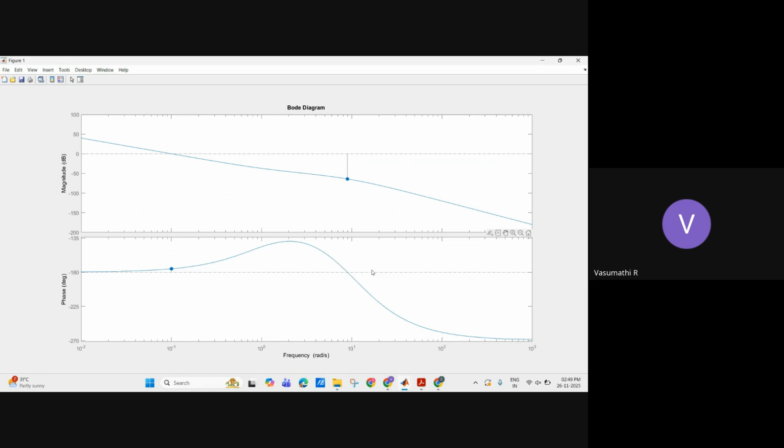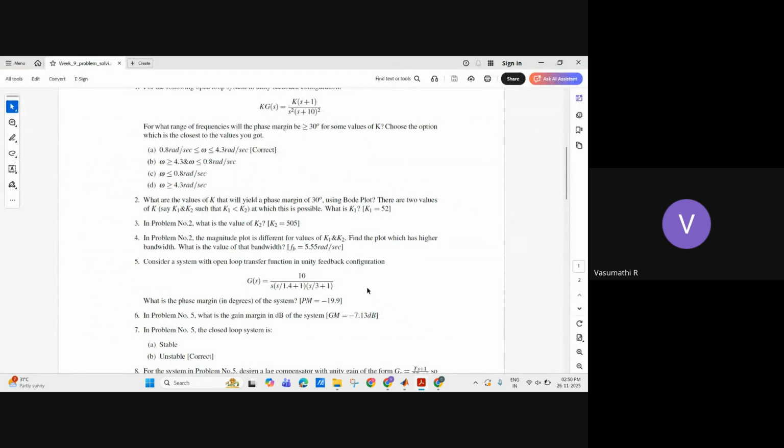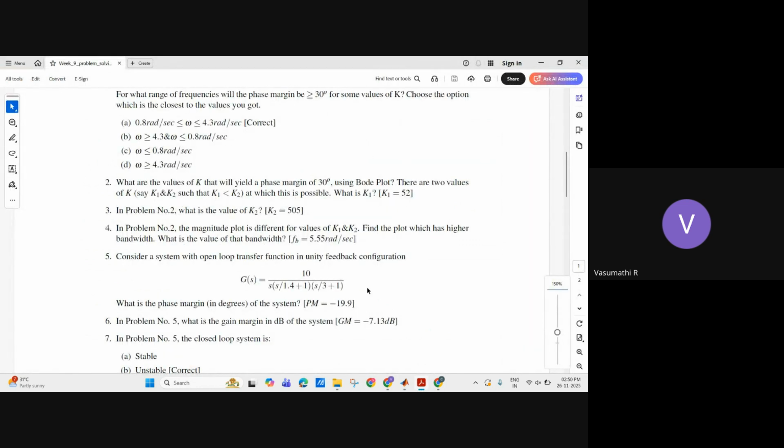You should first make the calculation, that is, phase margin equal to 180 plus the phase at the gain crossover frequency. The idea is to find the frequency corresponding to that magnitude. So at that frequency, the phase will be minus 180 plus whatever phase margin is asked in the question. Once you find the frequency, that is the frequency corresponding to your k for phase margin greater than 30. Now the second question is, what are all the values of k that will yield a phase margin of 30 degrees using the Bode plot?